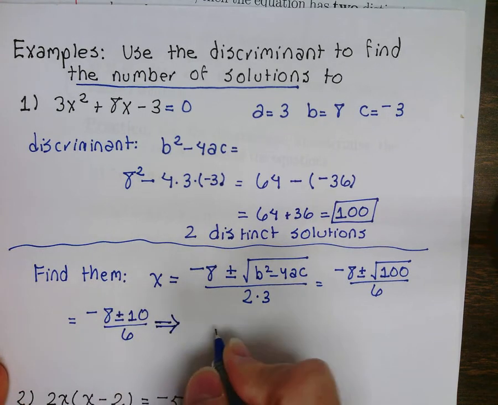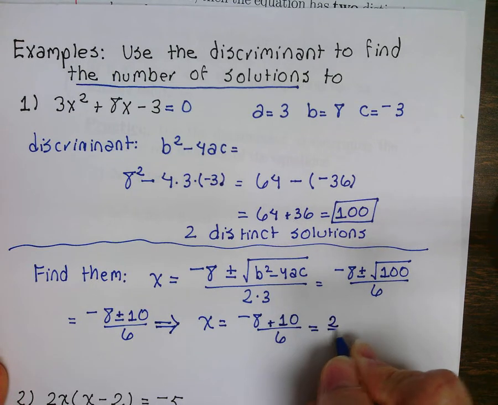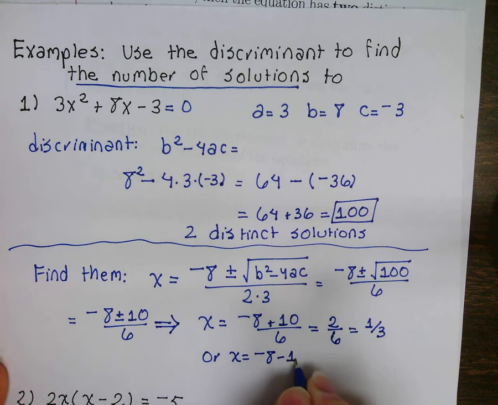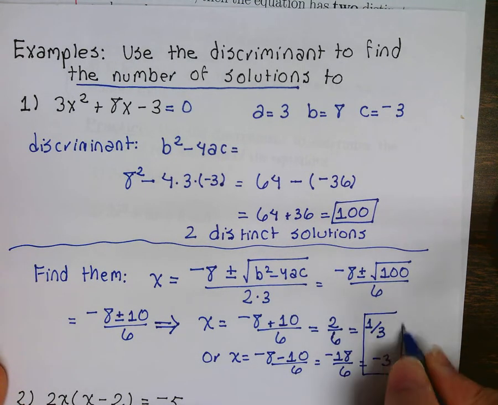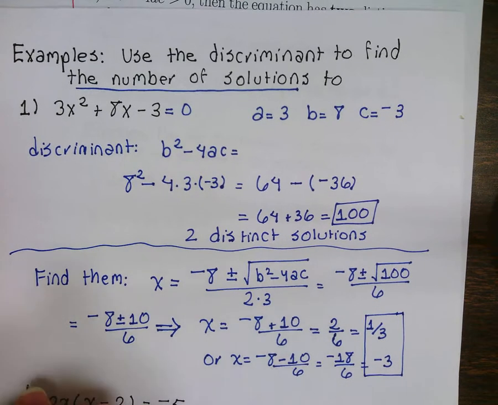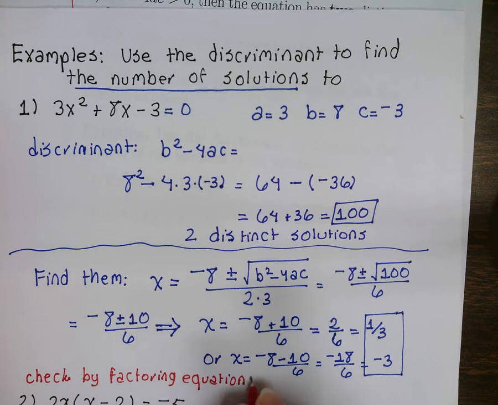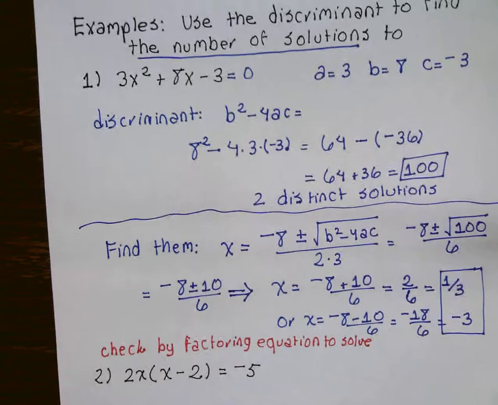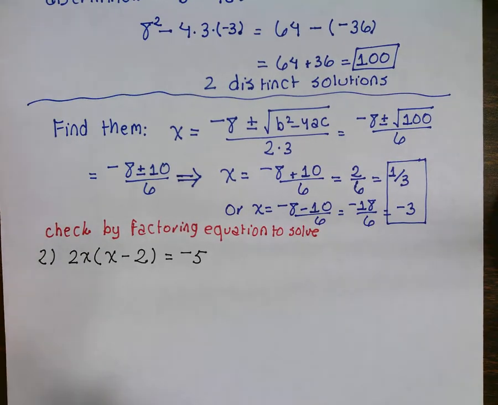And so what that tells us is that x equals negative 8 plus 10 over 6, and that is 2 over 6, which is 1/3, or x equals negative 8 minus 10 over 6, which is negative 18 over 6, which is negative 3. So we have two solutions, and why don't you get some practice checking that by factoring the equation to solve. So that's one option. When you get your discriminant, you could have a positive real number, then you have two unique solutions. Let's look at another example.